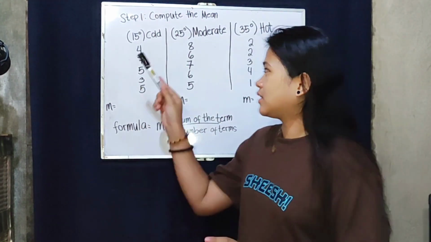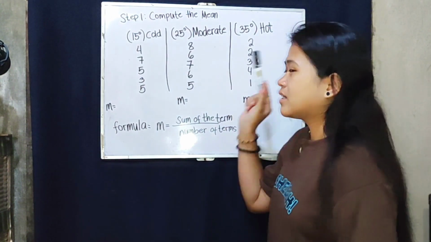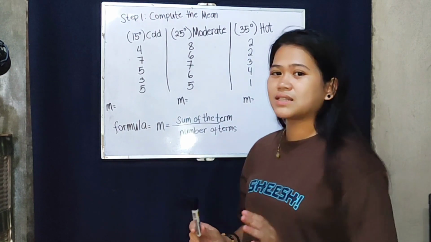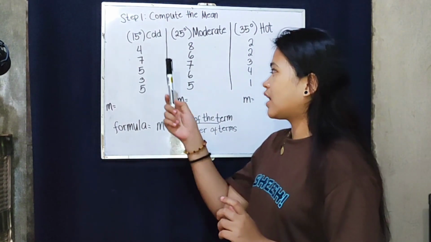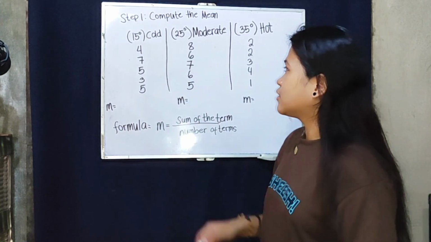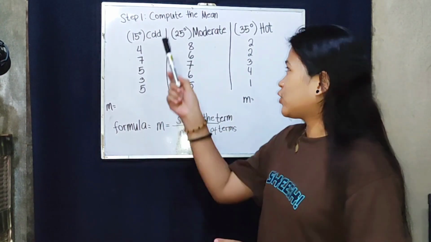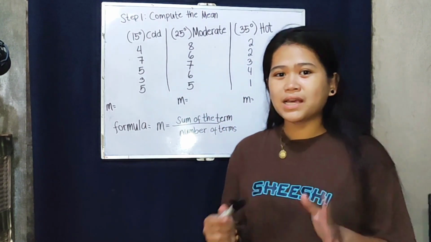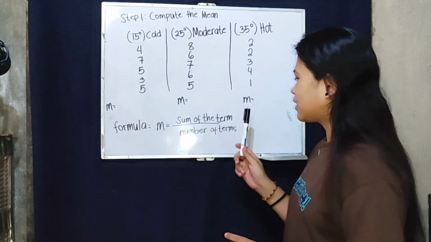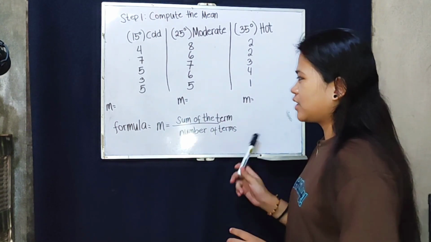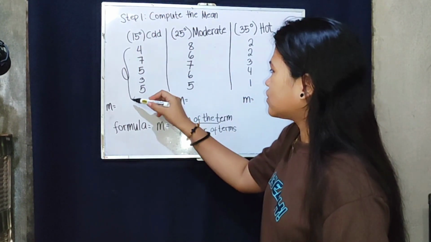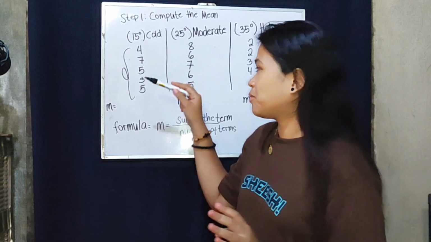As you can see, we have three groups: cold, moderate, hot. So, on the scale of 0 to 10, pila ang pinakataas nga ilang nakuha nga score sa kana nga room, sa 15 degrees. So, atong step 1 kay compute the mean. Usa gyud ni ang formula sa mean: mean equals sum of the terms divided by number of terms. So, ato silang i-add, then ato sad i-divide kung pila sila kabuok.